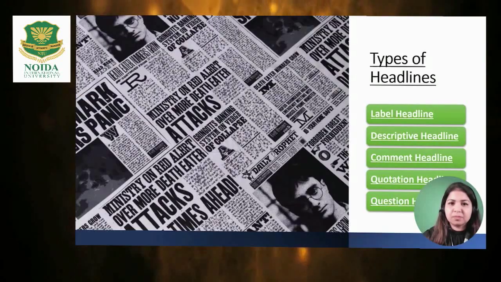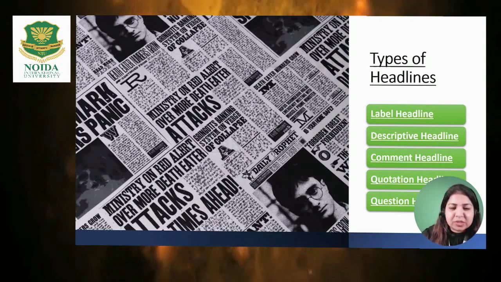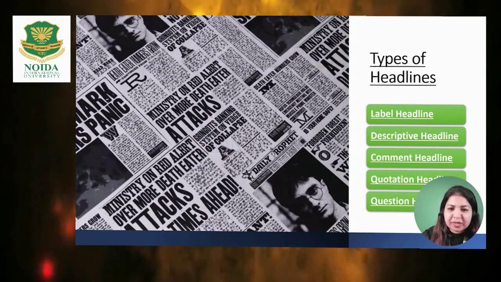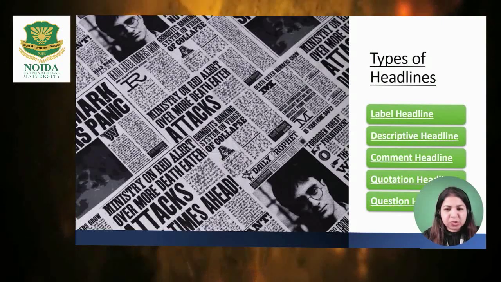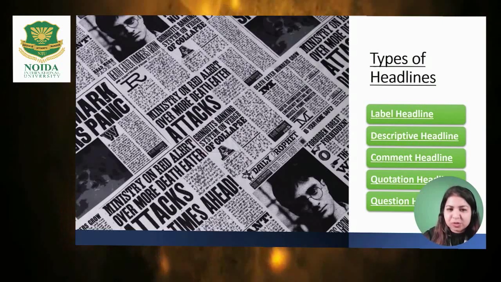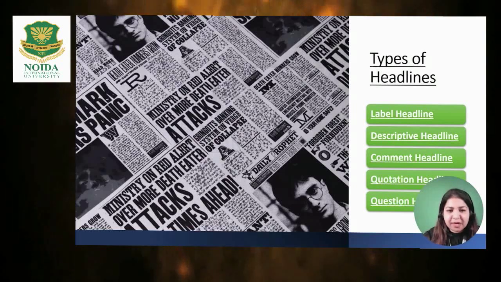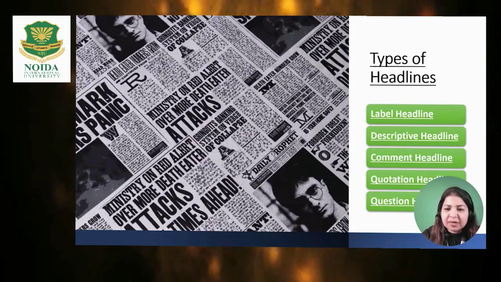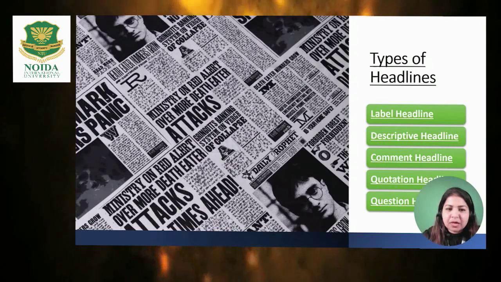Now we are going to discuss types of headlines. Headlines can be classified into various categories based on their structure, context, presentation and positioning. First of all, we are going to discuss the label headline. This type of headline does not have a verb. It is a label and is similar to a book title. In short, a headline without a verb is called a label headline.